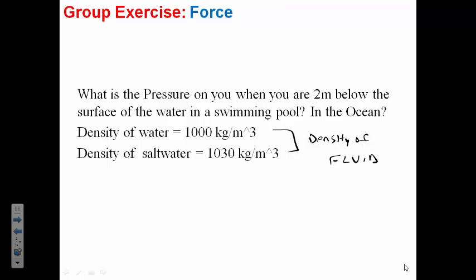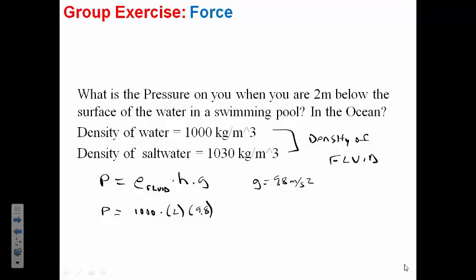We defined the pressure in a liquid that the liquid exerts on an object as the rho of the fluid times the depth that it is below the water times gravity. And we'll assume that we're on the Earth, at sea level, where g is 9.8. So we have the 1,000 times our 2 meters times 9.8.